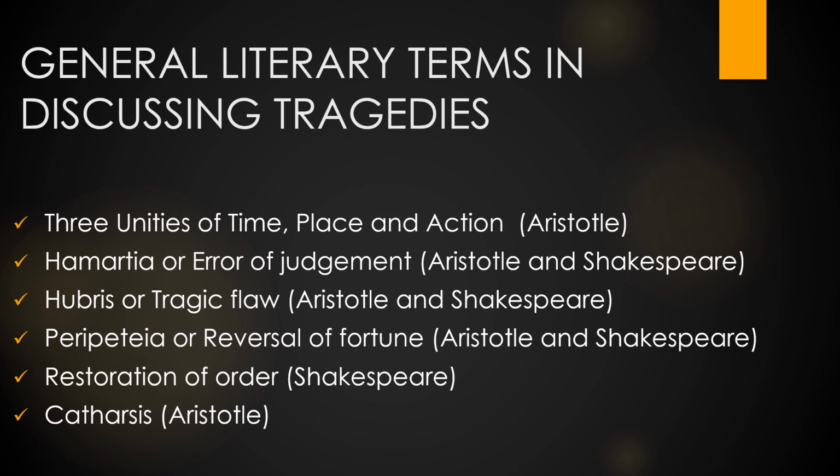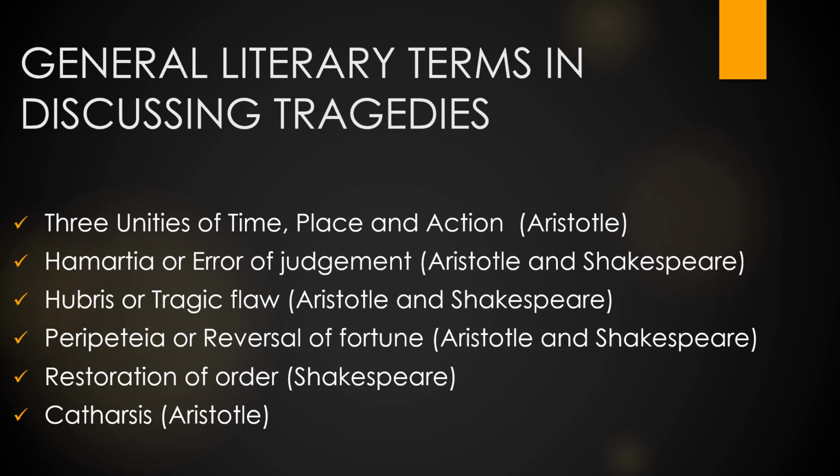Place was also very simple: it's one place and surrounding areas, and the action was basically the progression of one particular action in the play. The play moves towards one particular action, and then what happens after that. So these three unities were first formalized by Aristotle in his Poetics, and Shakespearean tragedy follows more or less the Aristotelian framework of tragedy.